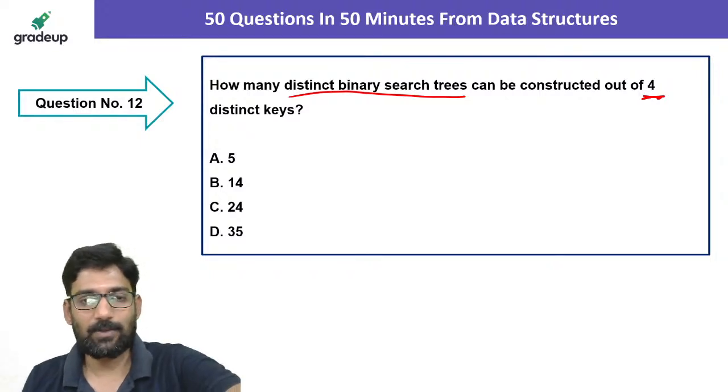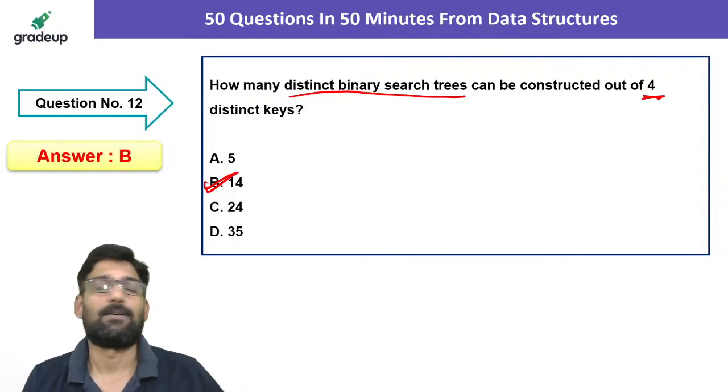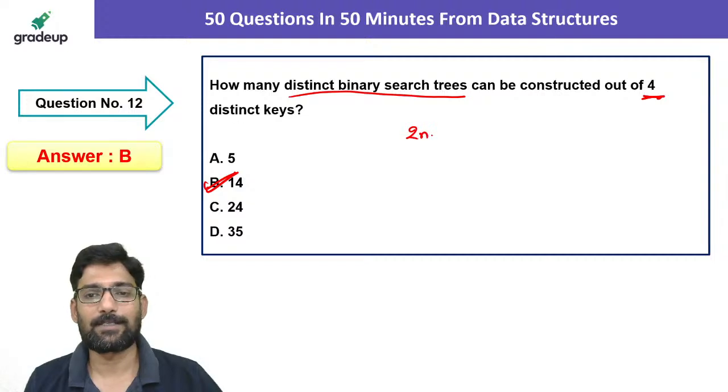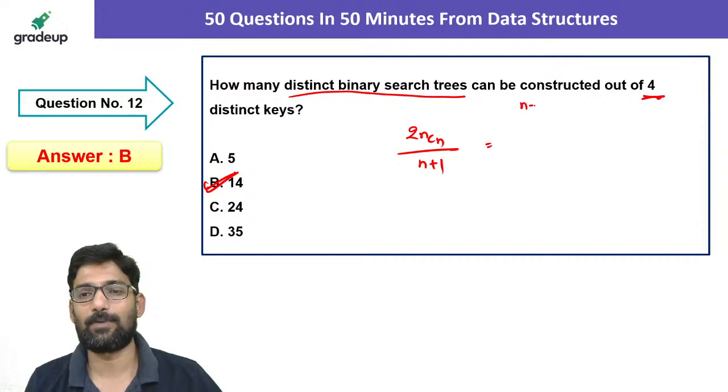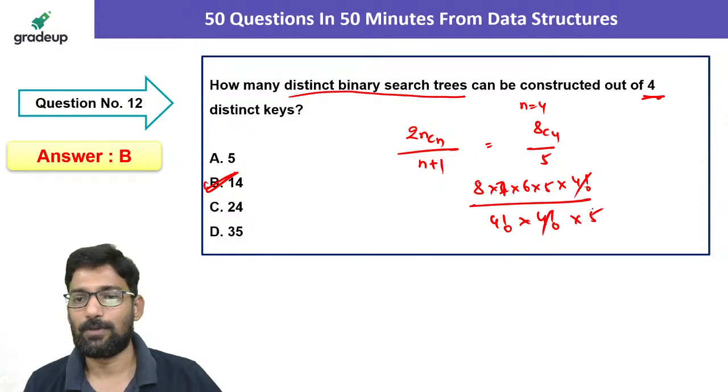Alright, let's see. The answer is option B. 14 is the right answer. What is the trick? The formula is 2n Cn by n plus 1. So 2n, n is equal to 4. This is 8C4 by 5. This is 8 into 7 into 6 into 5 into 4 factorial by 4 factorial into 4 factorial into 5. Now 4 factorial is 24. This goes 2 times. So this is 14.